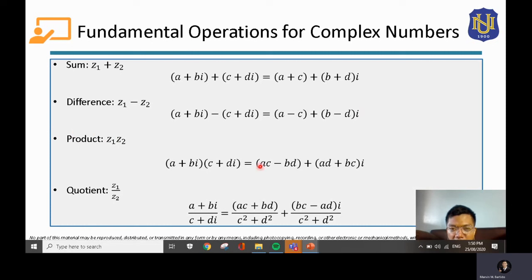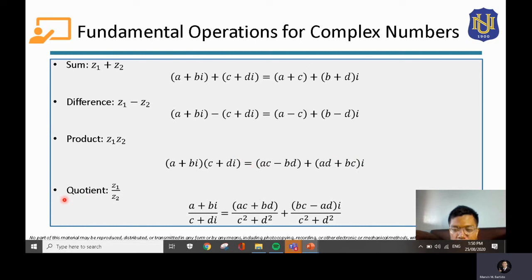Okay, now for product of complex numbers, that is z1 times z2, and that will be a plus bi times c plus di. The rule here is we actually just use the FOIL method to derive this. So you don't have to memorize this formula for product. We just use FOIL to derive this. I'll show you later how we have come up to this formula.